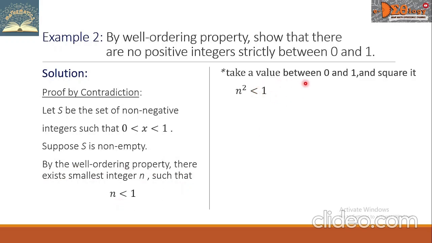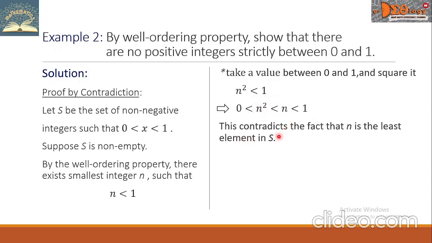We take a value between 0 and 1 and square it, and this will be true, that n squared is less than 1. If we put together this n and n squared between 0 and 1, we will have this inequality: 0 is less than n squared is less than n is less than 1. Look at this, n squared is less than n. There are many values between 0 and 1 that will satisfy this inequality.